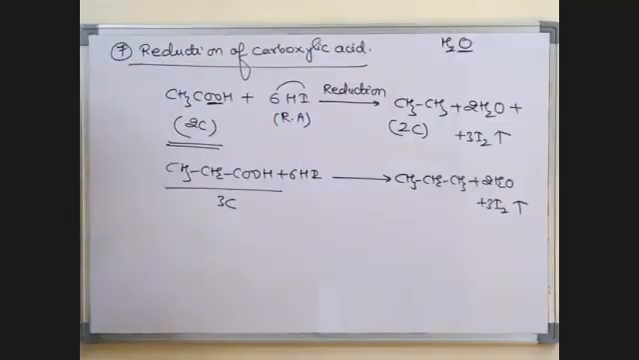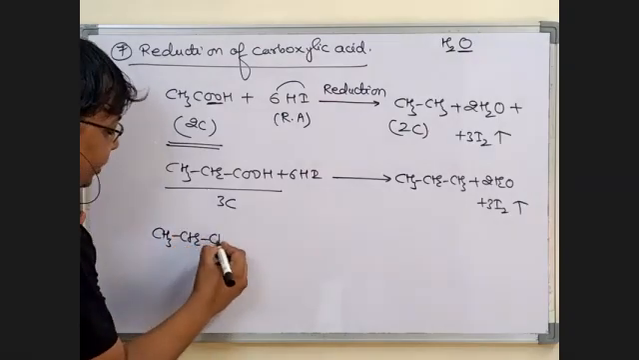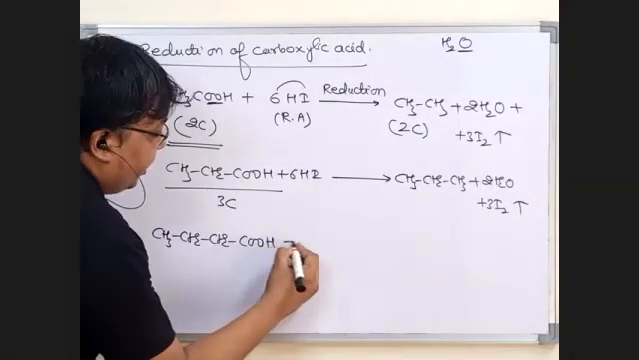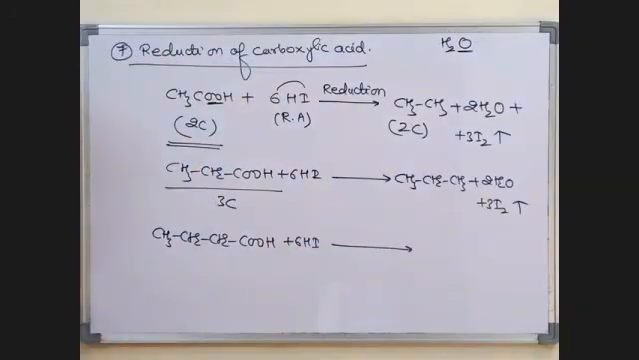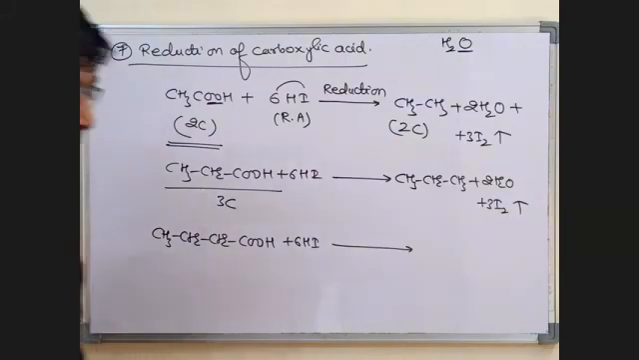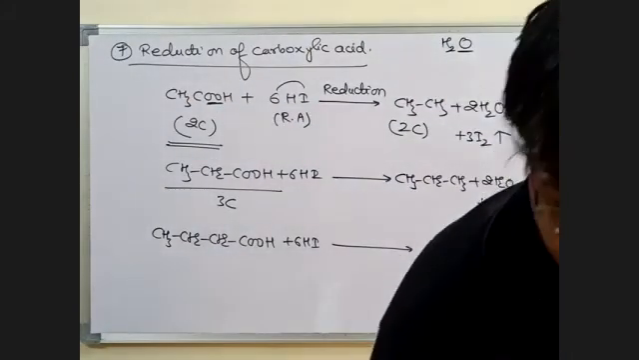Now I will give you one more reaction. Please mention in your book. CH3CH2CH2COOH reacts with 6HI. You find out all 3 products, student.